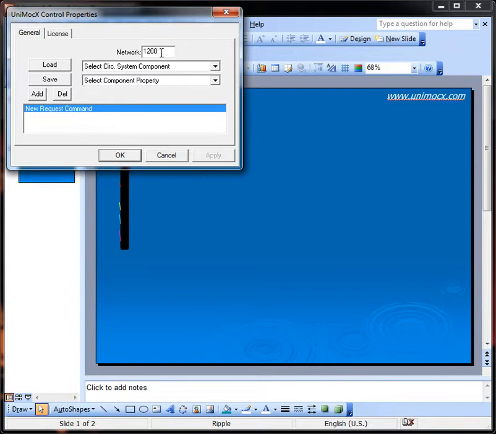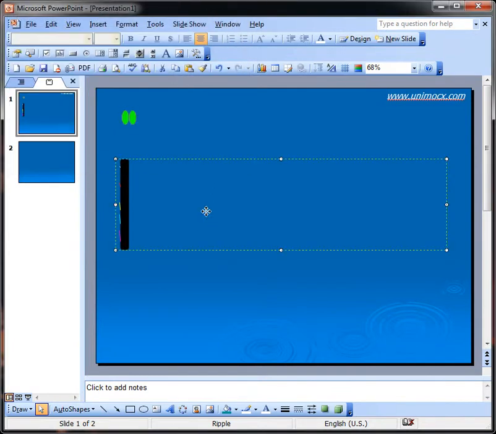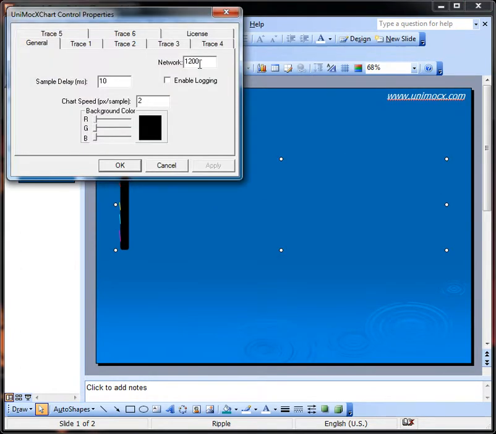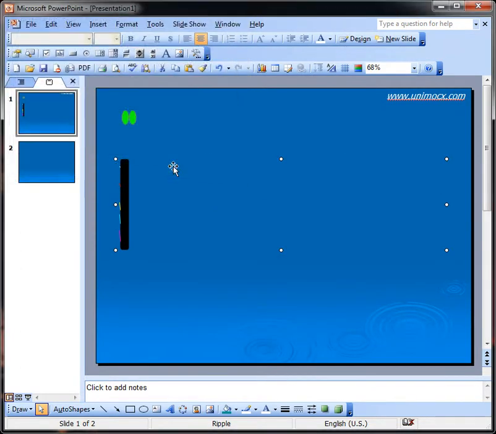The network identifies on which network this control actually communicates, so that the other controls that get their information or try to send information to this control know on which network they're talking. So let's keep this one at 1200. You'll note that if we go to the chart control, that also has a network of 1200.